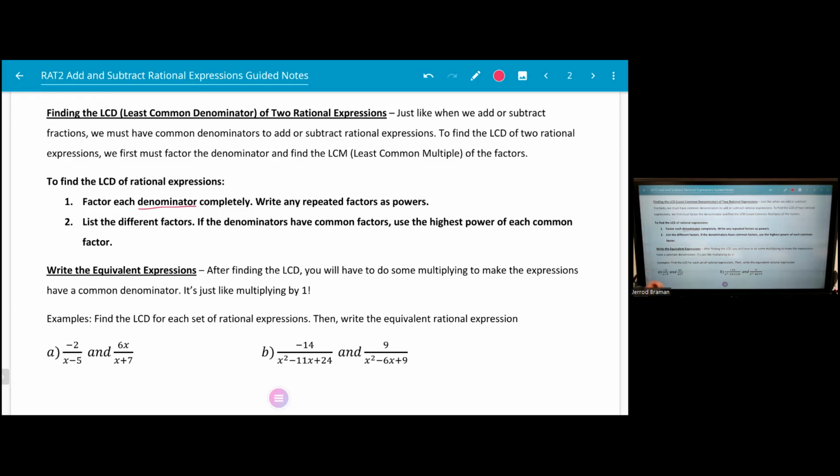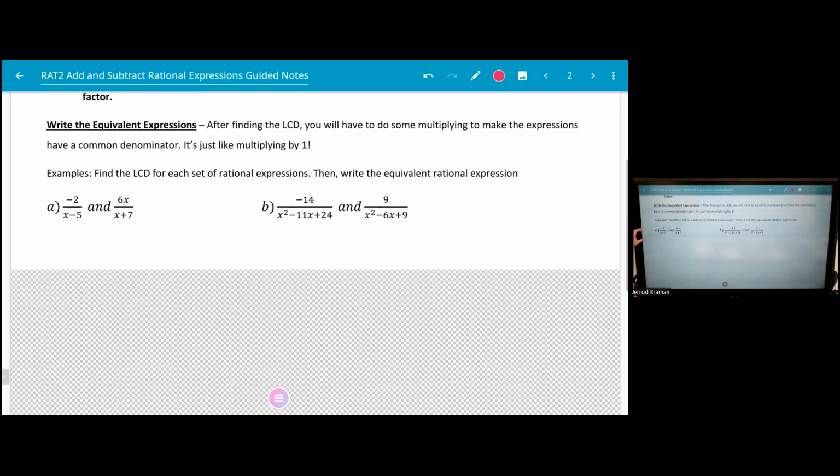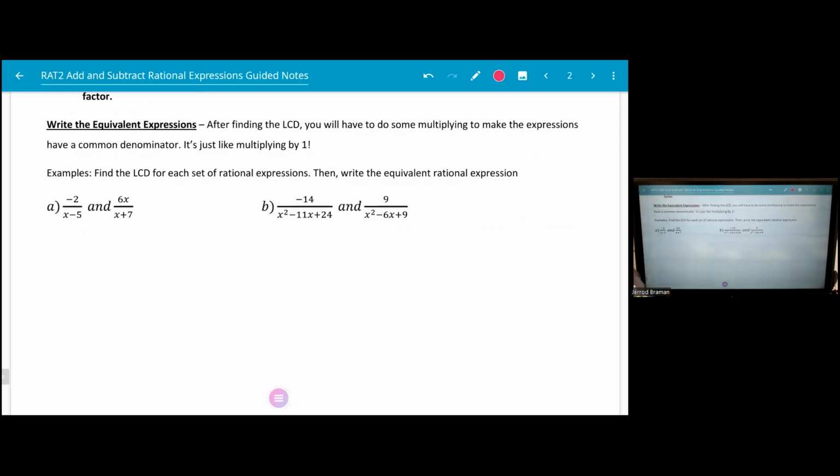If the denominators have common factors, use the highest power of each common factor. Again, there's a lot of math terms being thrown in there. We know what they all mean, but we need to see what this looks like all put together. Let's go ahead and do this, right? What I'm going to have you do here is also write equivalent expressions. In other words, if I wanted to add or subtract them, I'm going to show you how to get those to be equivalent expressions. Okay, you'll see.